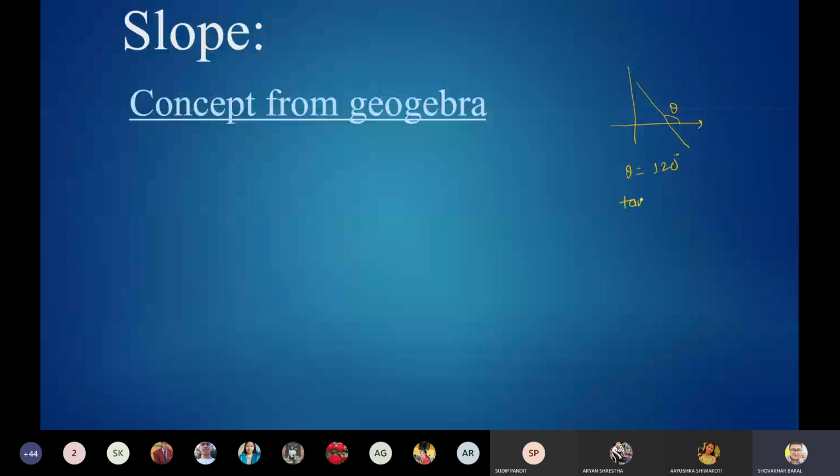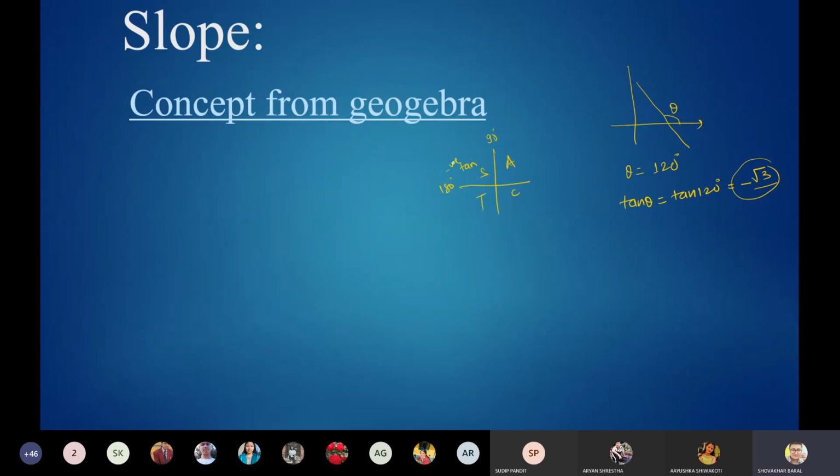Can anyone tell me what is the value of tan 120? Okay, actually it is minus root 3. Yeah, minus root 3. So the value of tan will be negative in second quadrant. In second quadrant, the angle lies between 90 and 180 degree, and the value of tan is negative here. I think you know the cast rule.